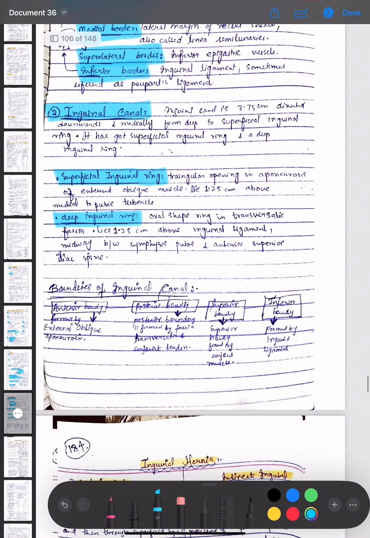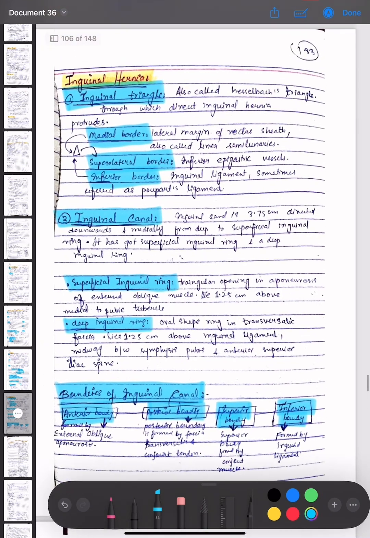Now coming to the boundaries of the inguinal canal: these are the anterior boundary, posterior boundary, superior boundary, and inferior boundary. The anterior boundary is formed by the external oblique aponeurosis. The posterior boundary is formed by the fascia transversalis and conjoint tendon. The superior boundary is formed by the conjoint muscles, and the inferior boundary is formed by the inguinal ligament.